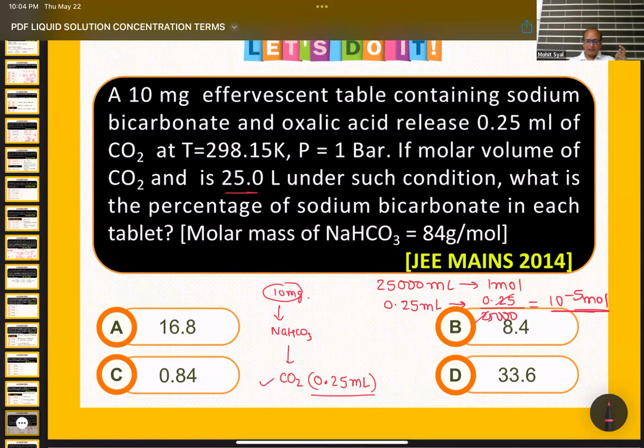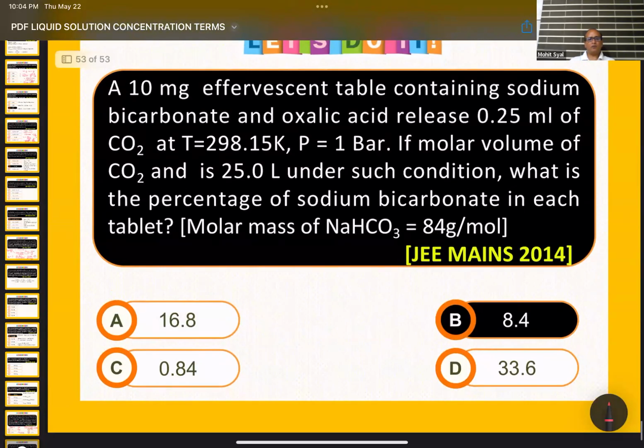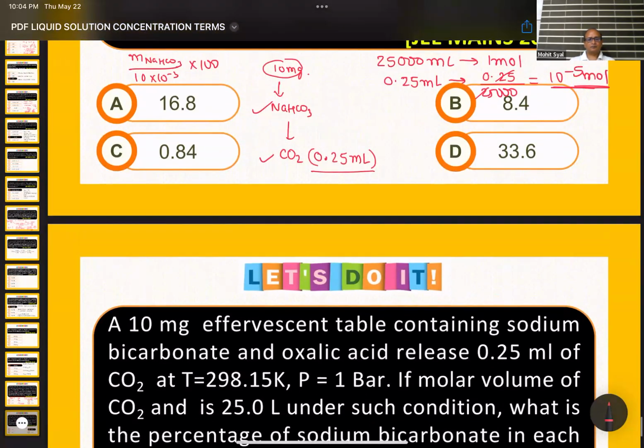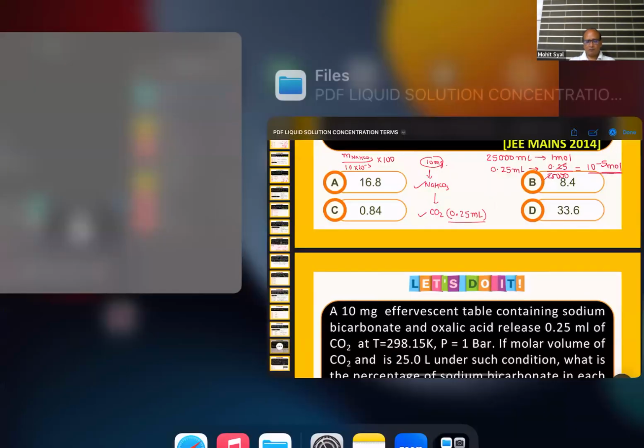So CO2 is being generated by NaHCO3. So NaHCO3 will also have that many moles, and you can get the mass of NaHCO3 from that. Mass of NaHCO3 divided by total mass 10 milligrams into 100 is going to give us the percentage, and that is going to be 8.4. Right? Clear?